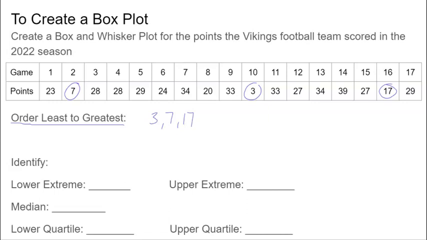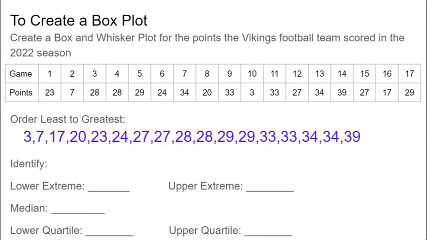So I'm going to go ahead and arrange the data. I want you to pause it and arrange your data and then resume. All right, here you can see the numbers ordered from least to greatest. And now we are going to identify the following. We're going to identify our lower extreme, also known as our minimum number. So that is 3. That's the smallest number. Upper extreme, that's that biggest number, 39.